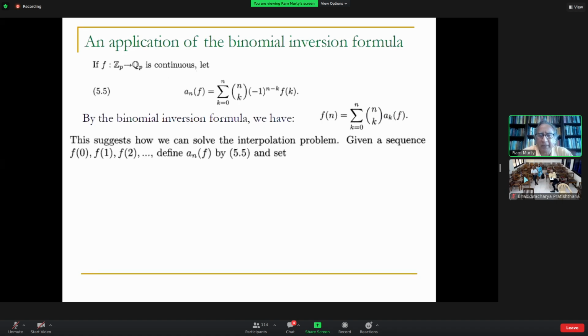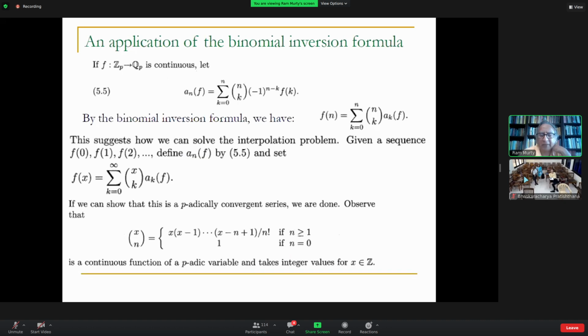So this suggests how we can solve the interpolation problem. You give me a sequence of numbers, f of 0, f of 1, f of 2, dot, dot, dot. Define a sub n of f by this formula here. And then set f of x as simply to be the summation of x choose k, a sub k of f. If you just define it like that, then it will satisfy those properties. But the question is, is this now a p-adic continuous function or not? Well, that we'll have to check later on. Now, if we can show that this is a p-adically convergent series, we're done.